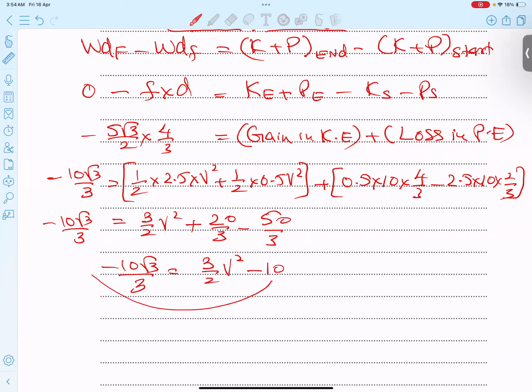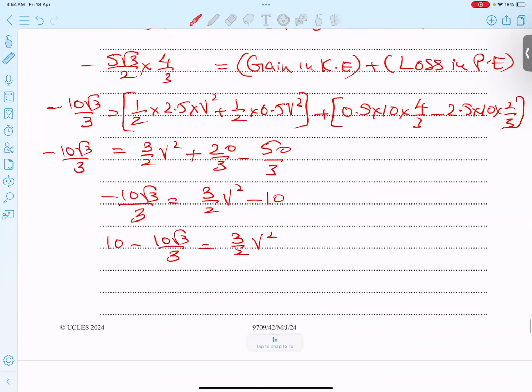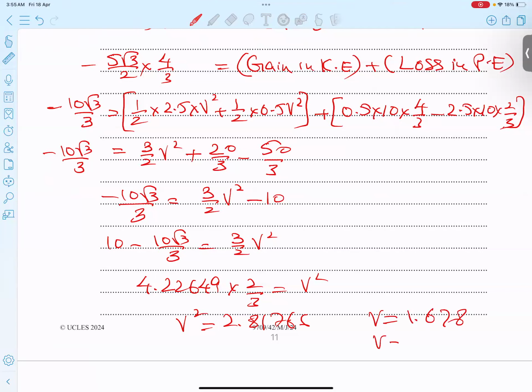Now this minus 10 will come here and become 10, added. So now, students, I'm typing 10 minus 10 root 3 divided by 3. I'm getting 4.22649. Into 2 by 3, I got v square, into 2 divided by 3. And I'm getting v to power 2 equal to 2.81766. Take the root of this, and I got a velocity 1.678, which becomes 1.68 meter per second.